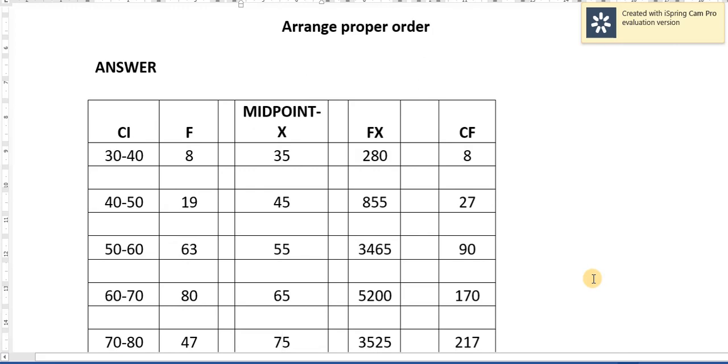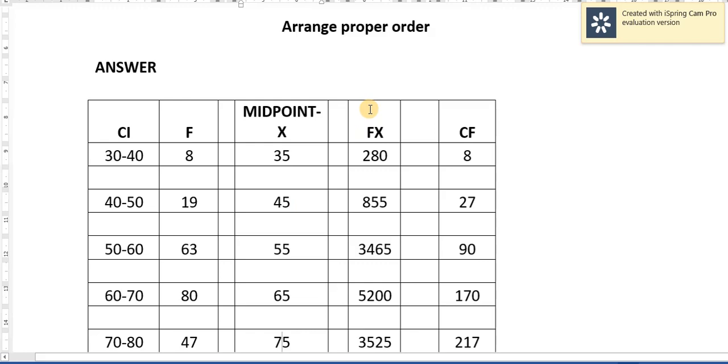After this, we find the mid value or midpoint, x. How to find x? Very simple: the lower value plus the higher value of the class interval, divided by 2. 30 is the lower value, 40 is the higher value. 30 plus 40 is 70, 70 divided by 2 becomes 35. This is the midpoint of the first class interval. Similarly, for the second, 40 plus 50 divided by 2 is 45. Means if you add 5 to the lower limit of the class interval, you get the x value.